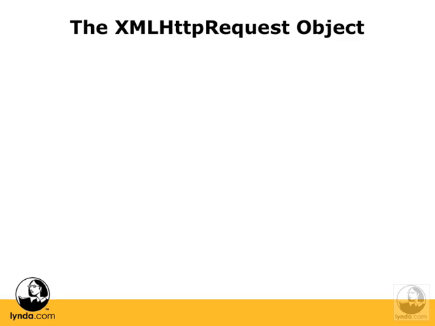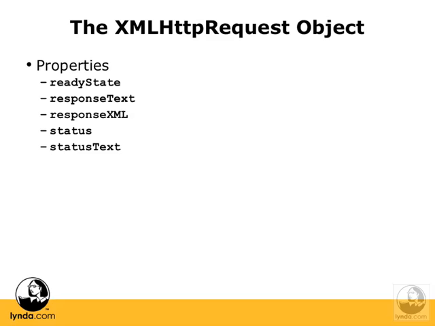It's JavaScript, so it's an object. Objects, as we know, contain properties. Here's the ones that XML HTTP request has. And we'll be covering these in much more detail over the next few lessons. Properties are readyState, responseText, responseXML, status, and statusText. There's also an event handler called onReadyStateChange.